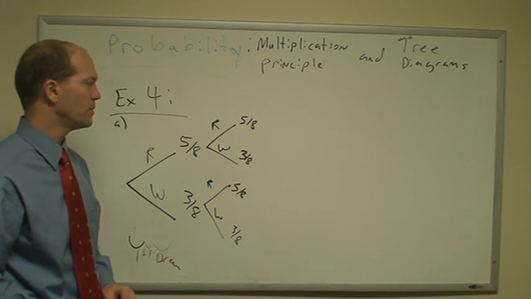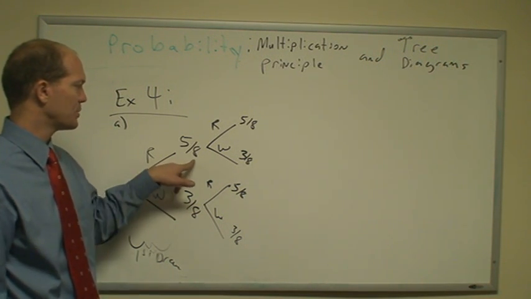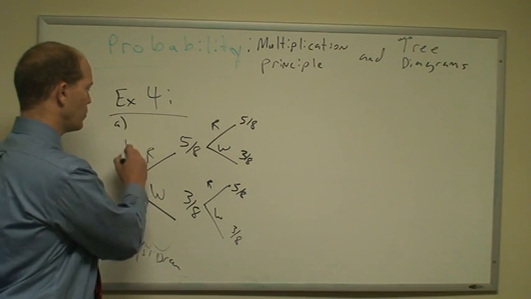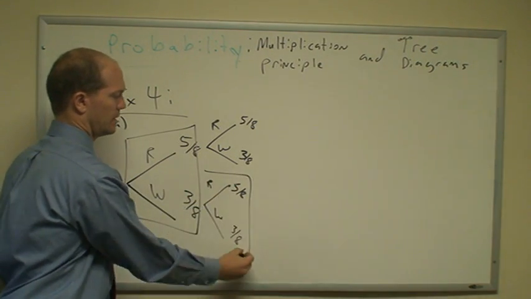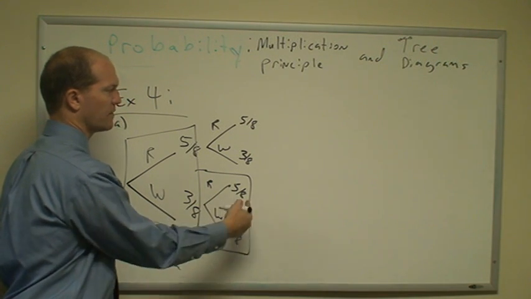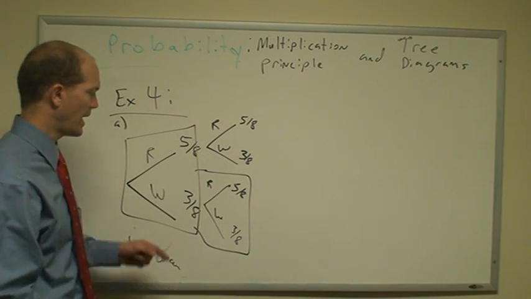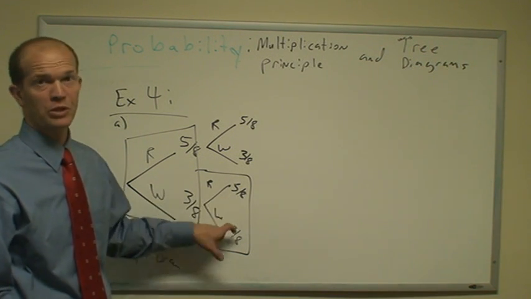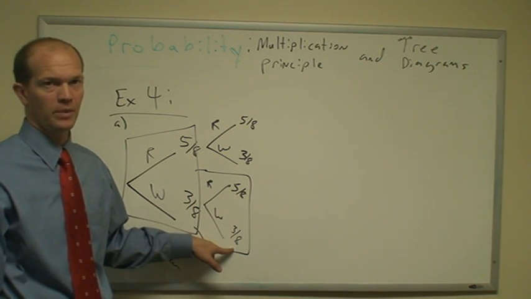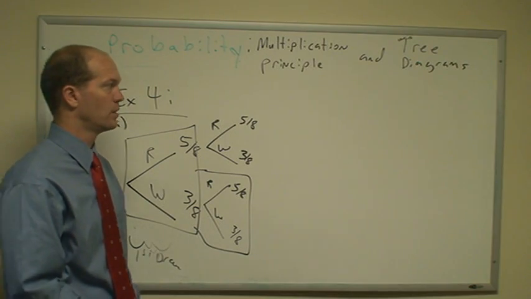One thing to note on a probability tree is that the probabilities along any one branching have to add up to 1. 5/8 plus 3/8, these have to add up to 1. Along each branching, something has to happen, so these probabilities must add up to 1.